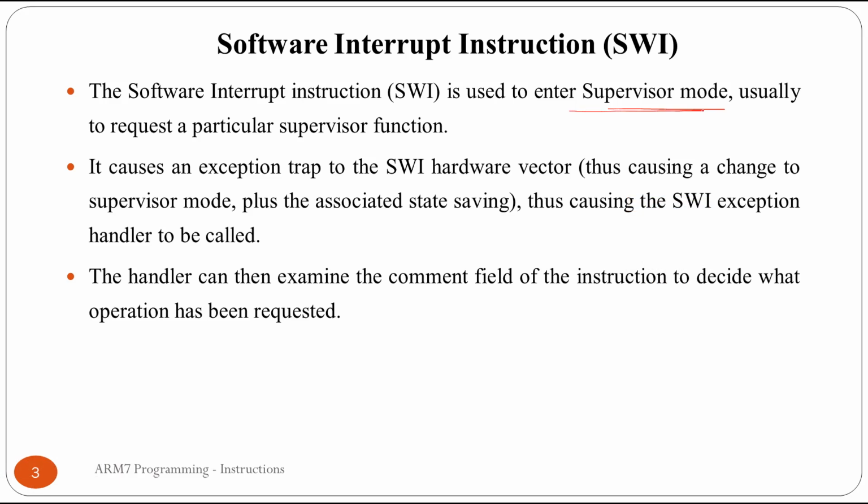We have 7 processor modes in ARM, and this SWI instruction is used to enter into the supervisor mode. It causes an exception trap to the SWI hardware vector, thus causing a change to the supervisor mode plus the associated state savings, thus causing the SWI exception handler to be called. The handler can then examine the comment field of the instruction to decide what operation has been requested. So after entering the supervisor mode, the handler will decide what operation we have to execute.